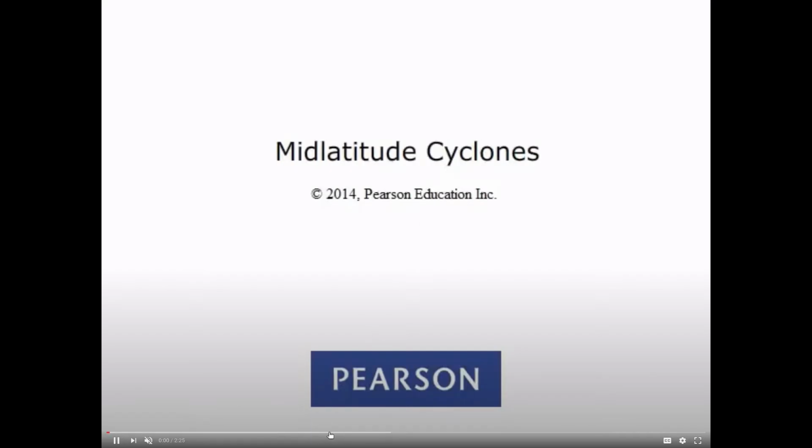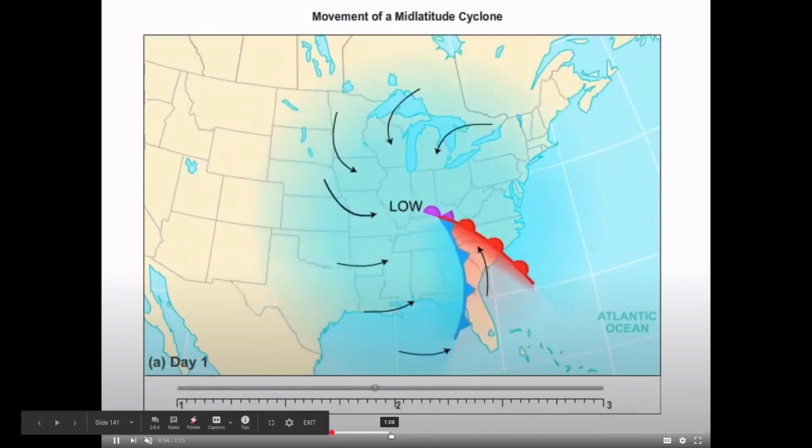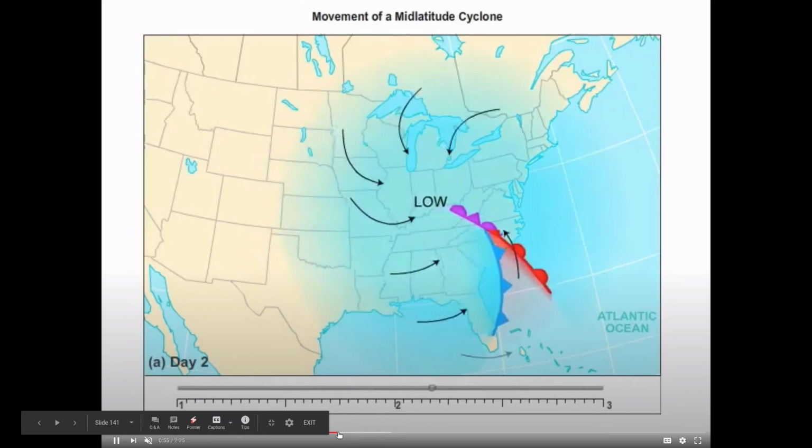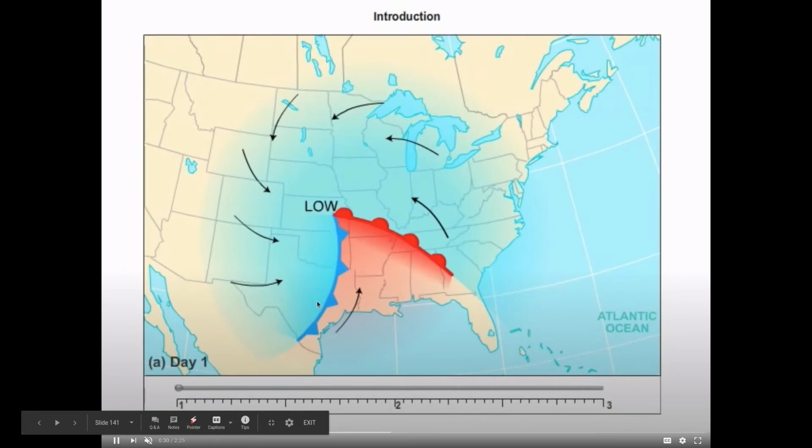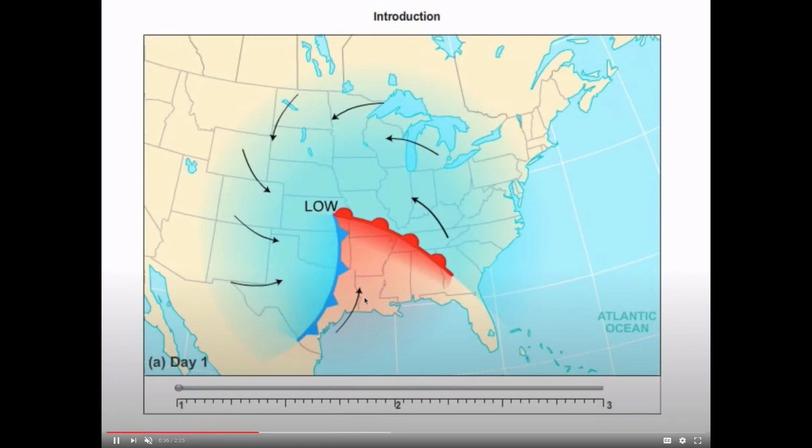Here is another animation. I think this is so useful because I can't draw this on the board, and even if I could, we're not in class together anymore, so we don't have a board. So, cold front, warm front. Here's the warm air coming up. Here's cold air, cold air, cold air, warm air, warm air, warm air. The whole system is going to rotate counterclockwise as it moves across the United States.